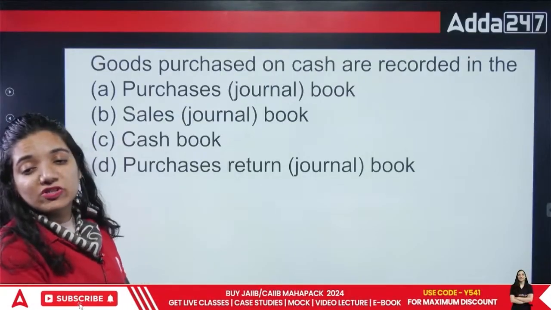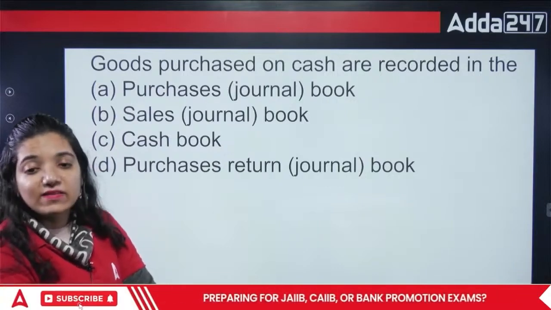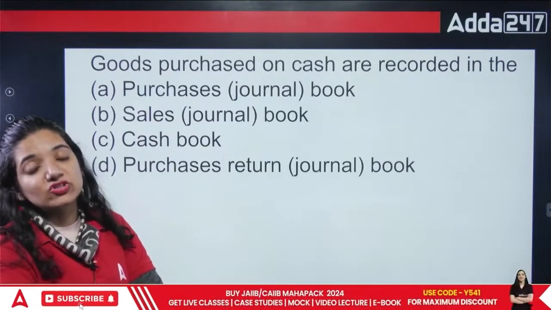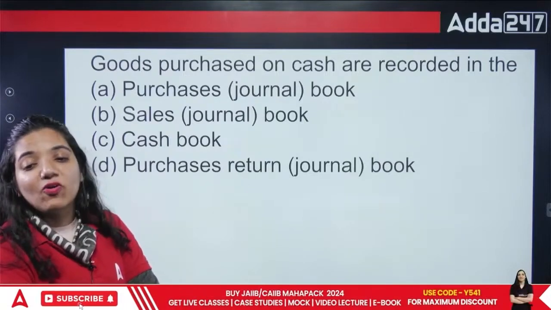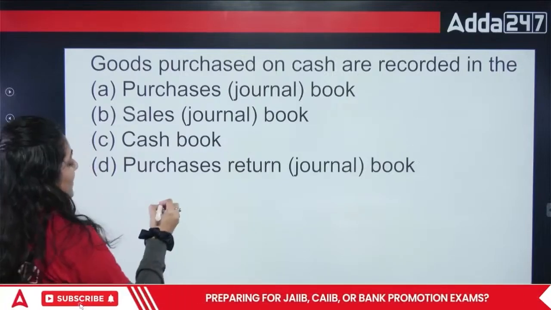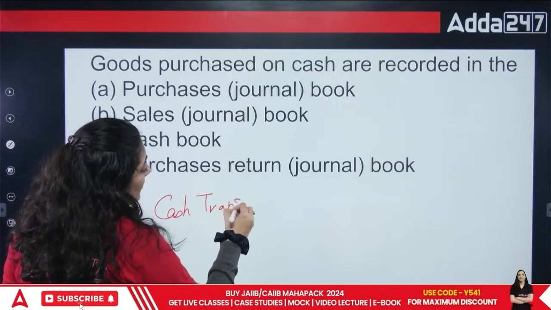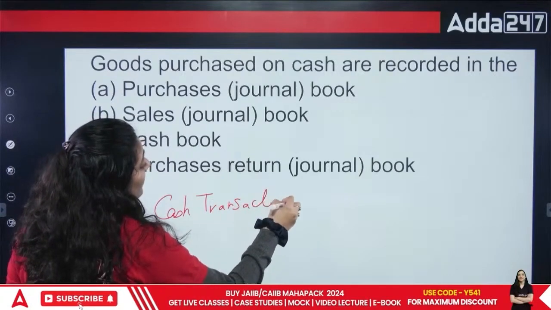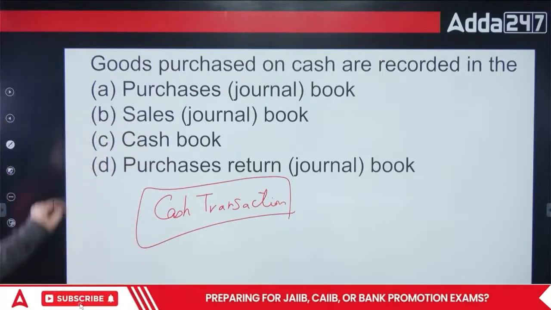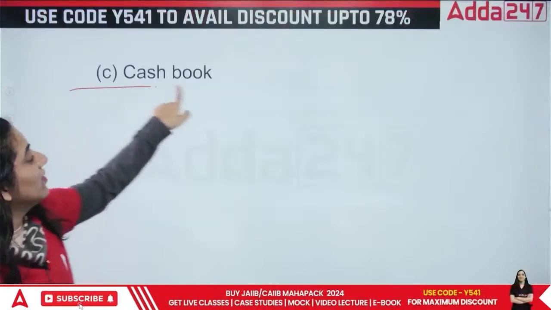Next question: goods purchased on cash are recorded in the purchase journal, in the sales journal, in the cash book, or purchase return journal. In which place will you record the goods which are purchased in cash? A purchase in cash is a cash transaction. A cash transaction means you are getting a particular thing and you have cash incoming and outgoing. When you have this kind of situation, it is called the cash book.